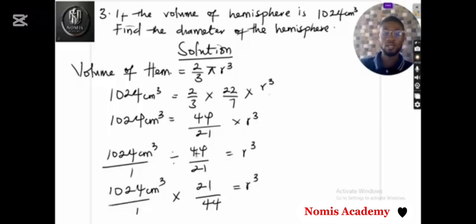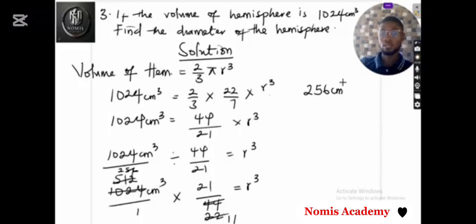So can we reduce to lowest term? Let's see. If I say 2 here, I should have 22. So if I say 2 here, I should have 512. I think 2 can still do wonder. 2 here, 11. So 2 here, we have 256. So at this side, I'm left with 256 centimeter cube multiplied by 21 all over 11 is equal to r cube.